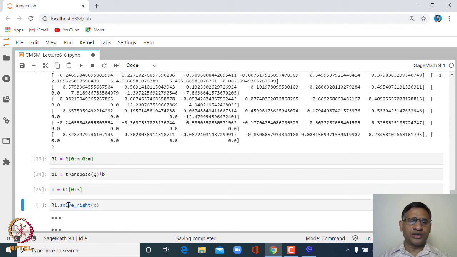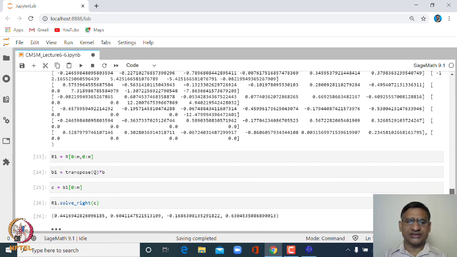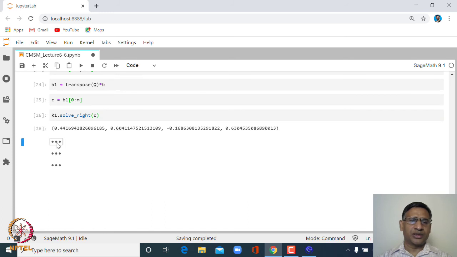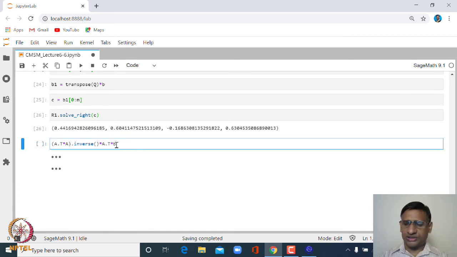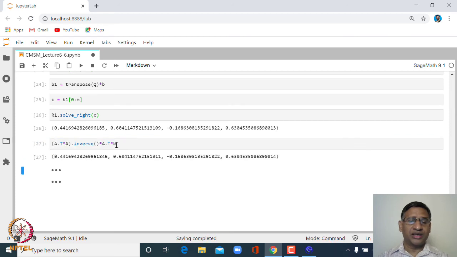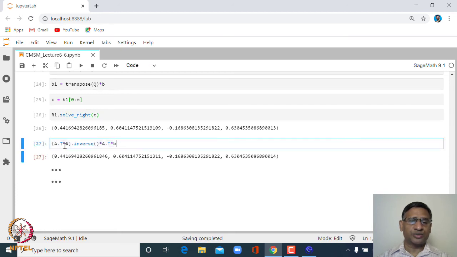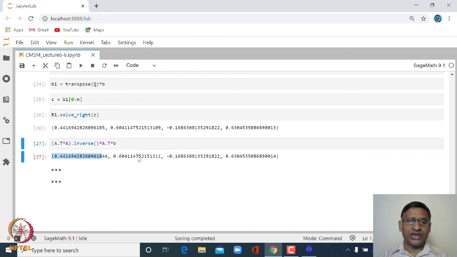So, we need to solve R1 dot solve, and in brackets C. That is the solution you are getting, that is your x star. Now, if you look at the solution using the inbuilt function, it is using this orthogonal projection, A transpose A inverse into A transpose B, and what you get here is the same as what you get in this case.